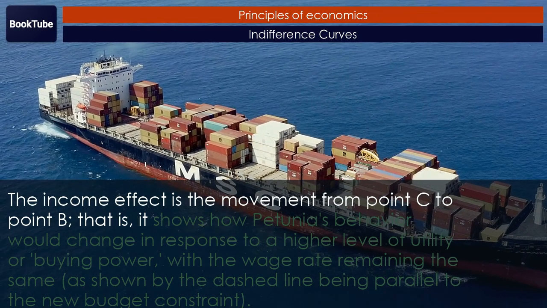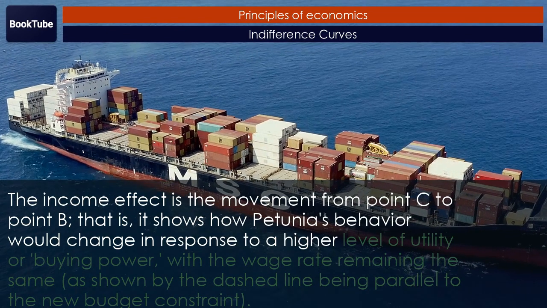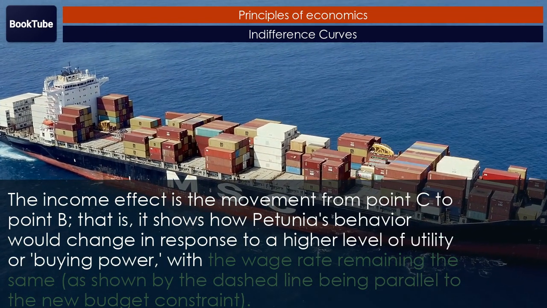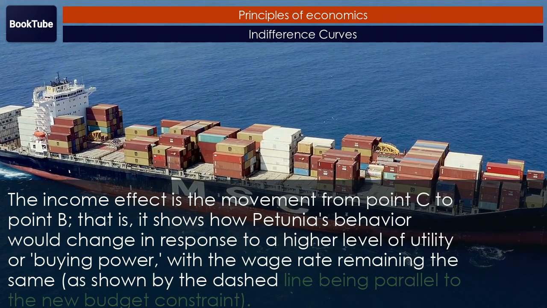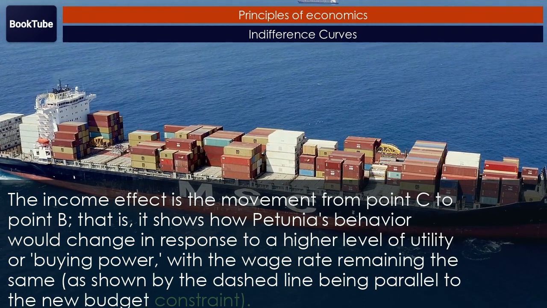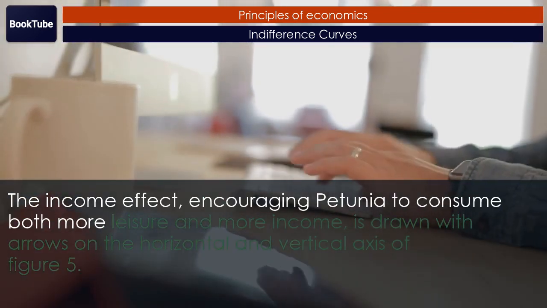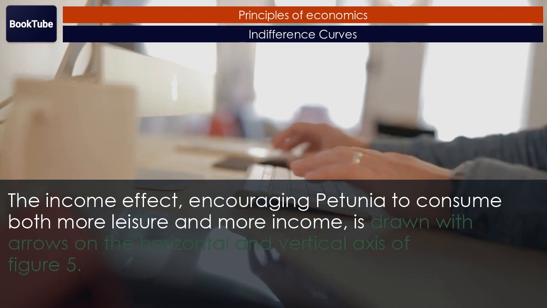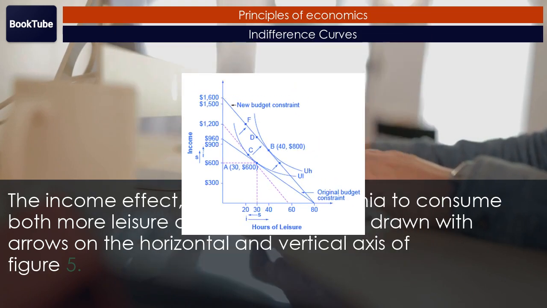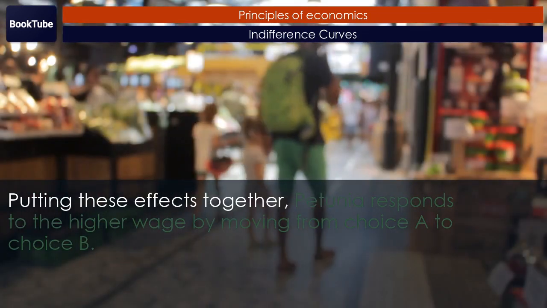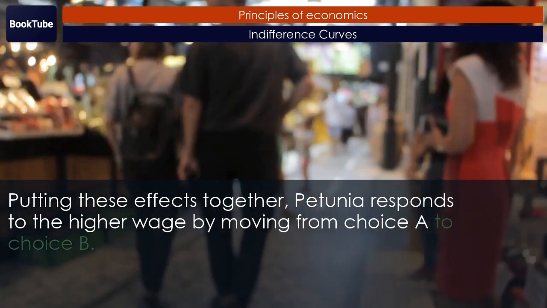That is, it shows how Petunia's behavior would change in response to a higher level of utility or buying power, with the wage rate remaining the same, as shown by the dashed line being parallel to the new budget constraint. The income effect, encouraging Petunia to consume both more leisure and more income, is drawn with arrows on the horizontal and vertical axis of Figure 5. Putting these effects together, Petunia responds to the higher wage by moving from choice A to choice B.